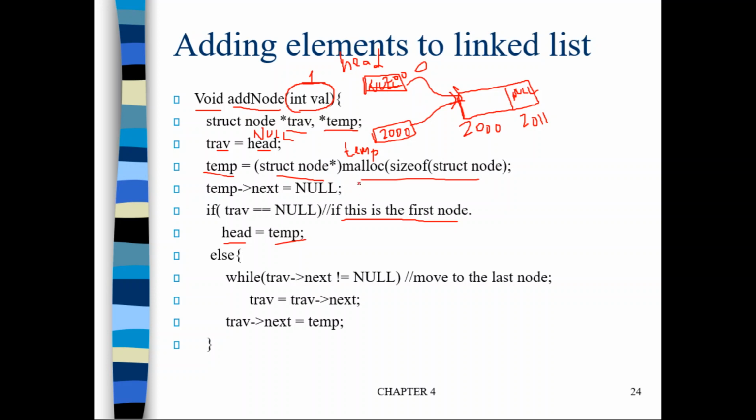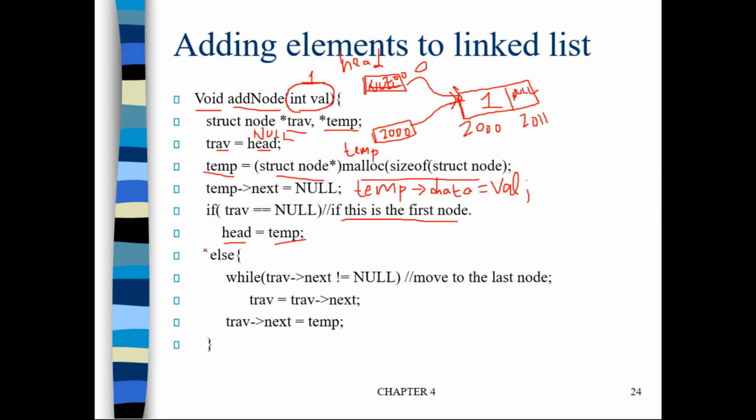Here we will add one more statement which was missed. For the data part we need temp arrow data is equal to val, because that value also should be reflected in the appropriate node. So what is val? Val is 1 currently. So we created the first node with value 1. Its next is pointing to null. Head is pointing to the first node.